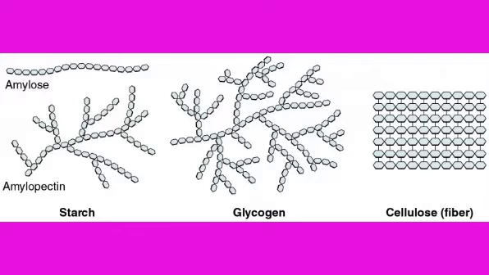3 are important to the body. The first one is starch. Starches are polymers of glucose, and they occur in long chains called amylose or branched chains called amylopectin, both of which are stored in plant-based foods and are relatively easy to digest.